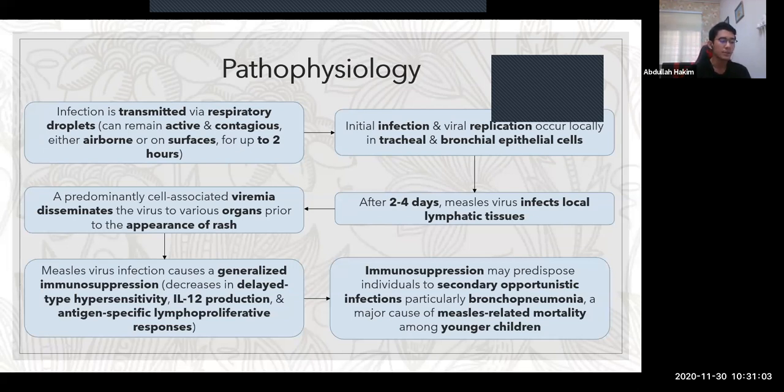So this infection will cause generalized immunosuppression, which will be a decrease in delayed type hypersensitivity, interleukin 12 production, and antigen-specific lymphoproliferative responses. This immunosuppression may predispose individuals to secondary opportunistic infections, particularly bronchopneumonia, a major cause of measles-related mortality among younger children.